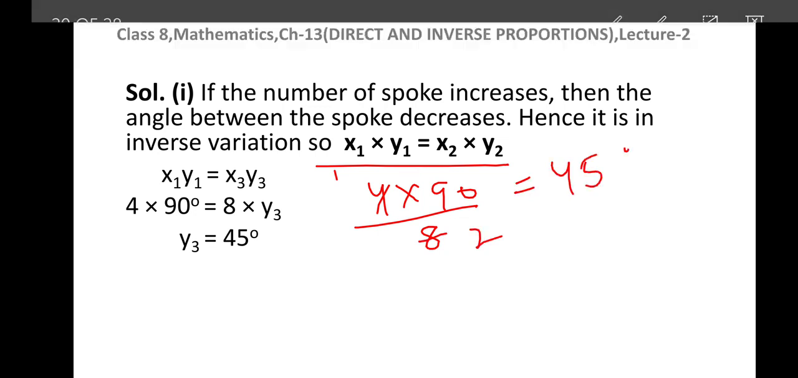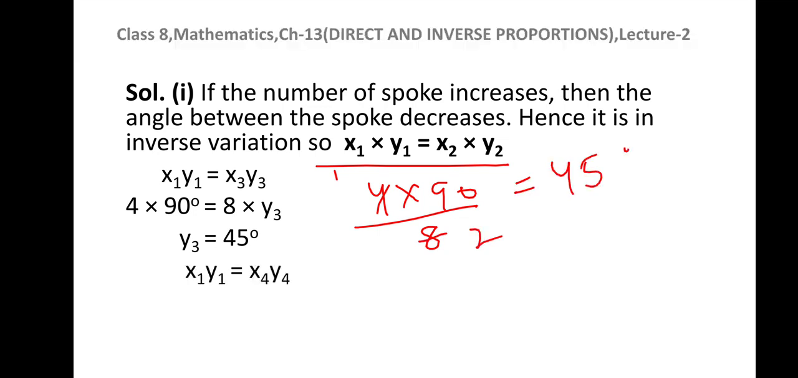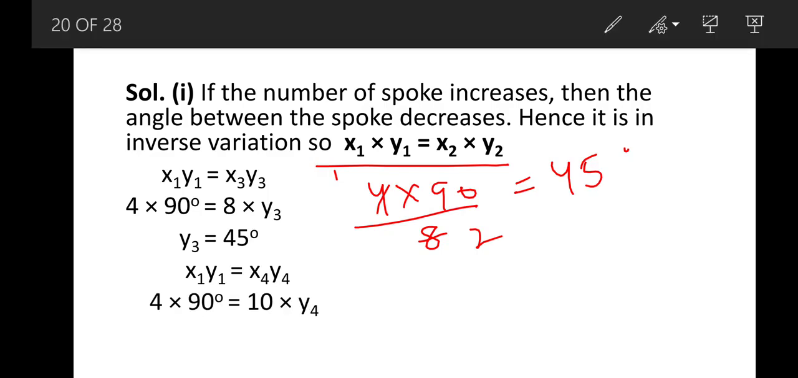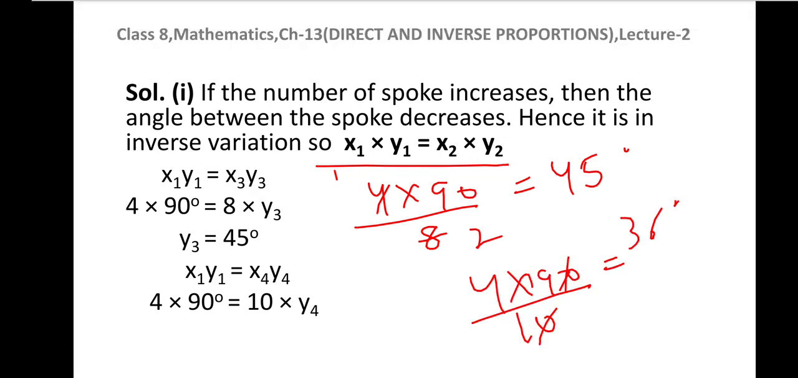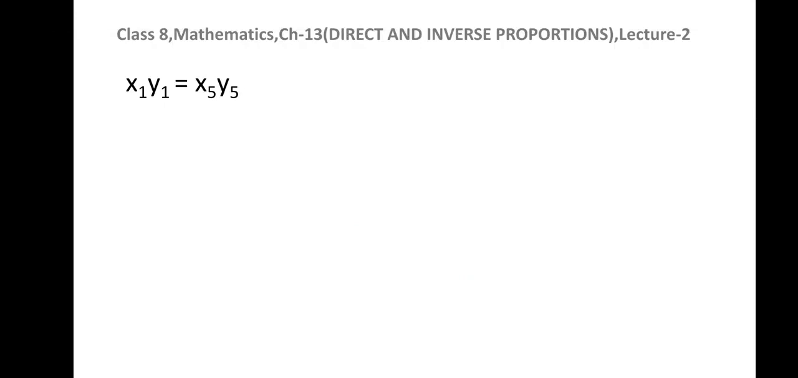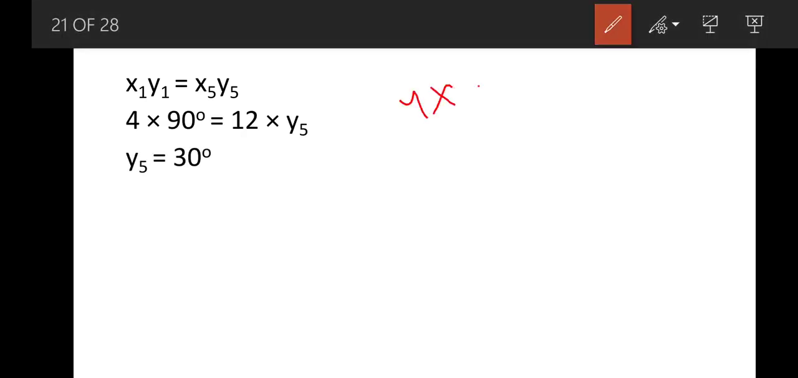Simple as this. If I need to find out another value, x1 y1 is equal to x4 y4. Likewise, you will be able to find y4, it is very simple. It will be 4 into 90 divided by 10. It will be 36 degrees. So y4 is 36 degrees. Now x1 y1 is equal to x5 y5. So again you need to solve this. 4 into 90 divided by 12. It will be solved like this. It will be 30 degrees.